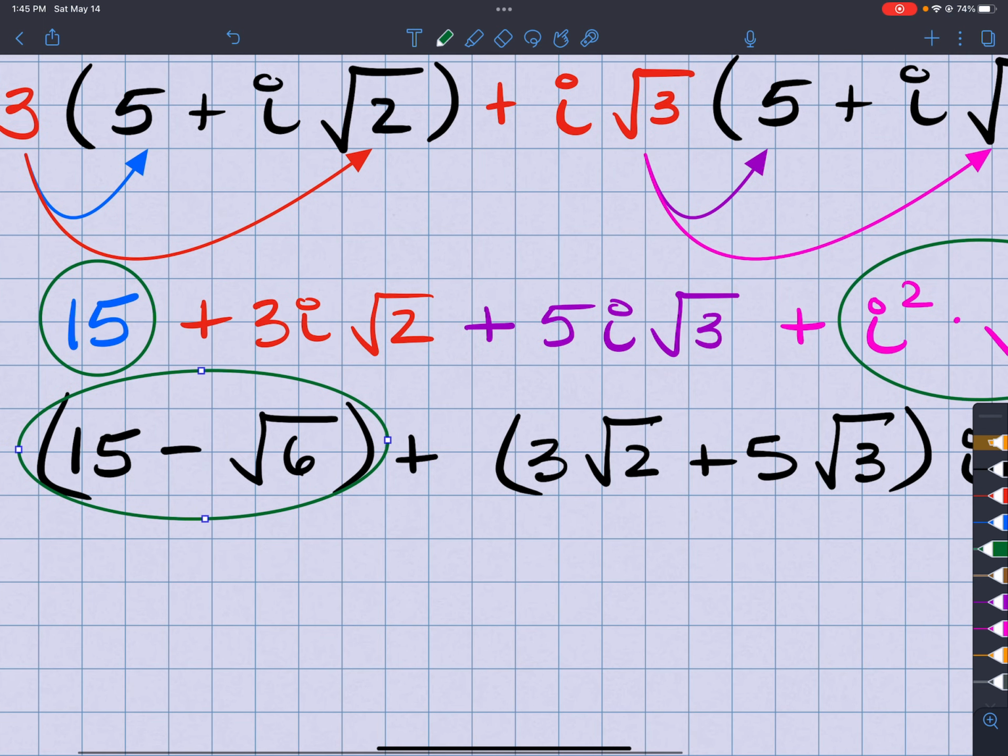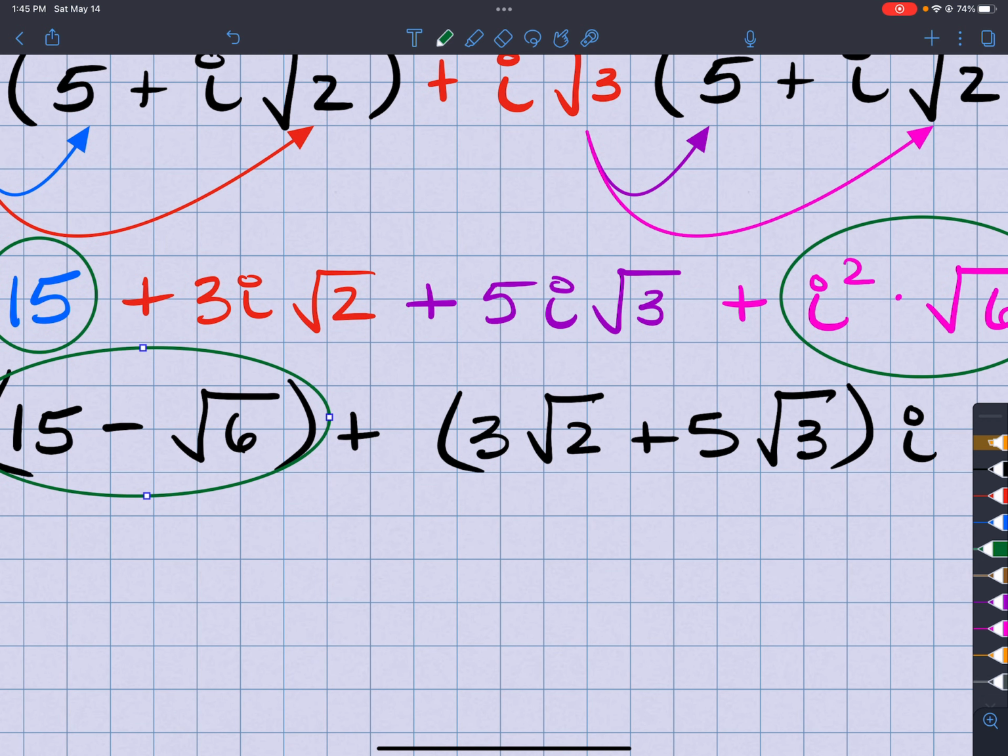Knew that was going to happen, but it's okay. And then the other part, I'm running out of colors.